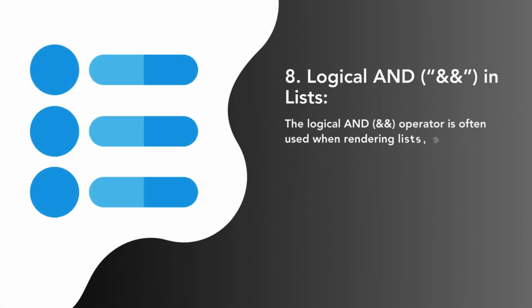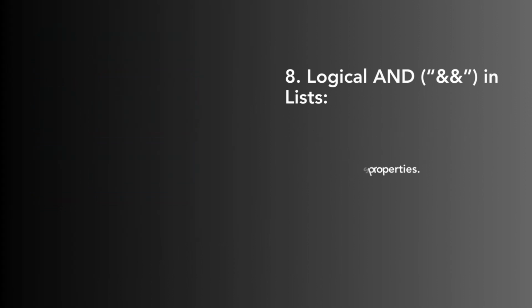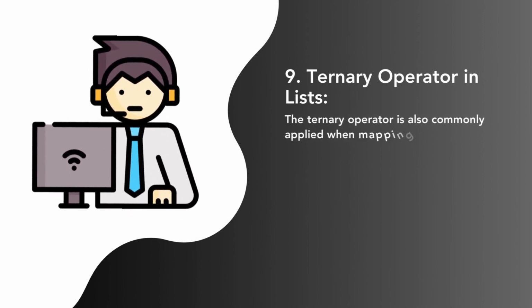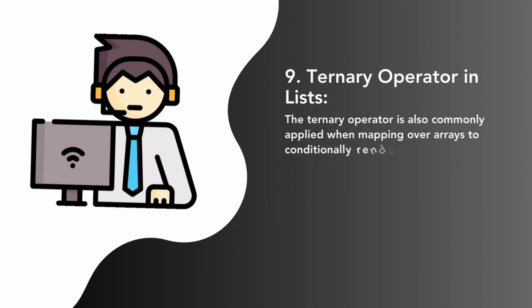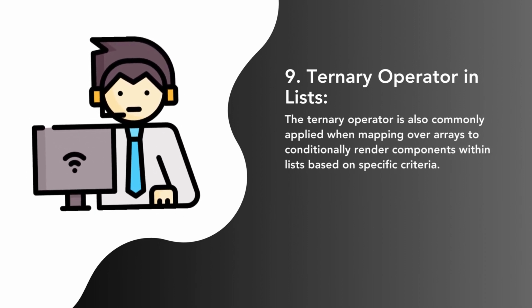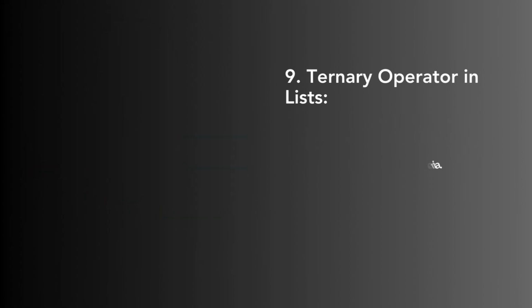Logical AND in lists. The logical AND operator is often used when rendering lists, allowing dynamic rendering of components based on each item's properties. Ternary operator in lists. The ternary operator is also commonly applied when mapping over arrays to conditionally render components within lists based on specific criteria.